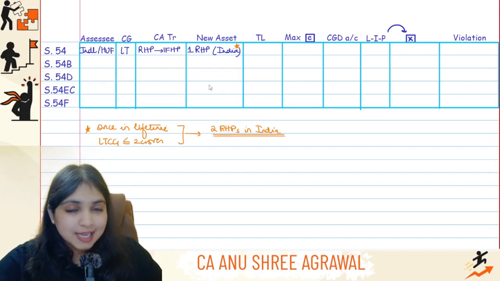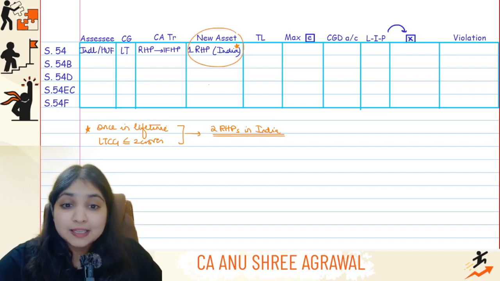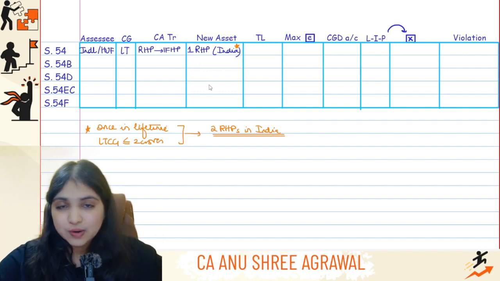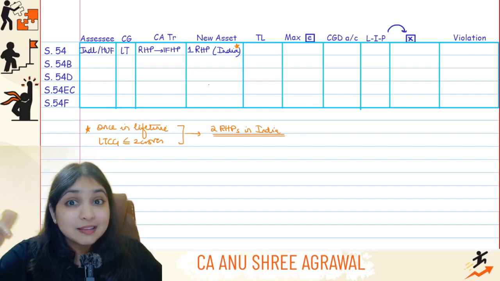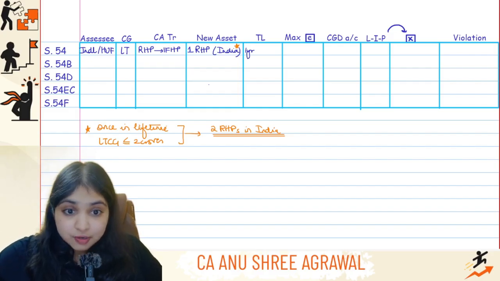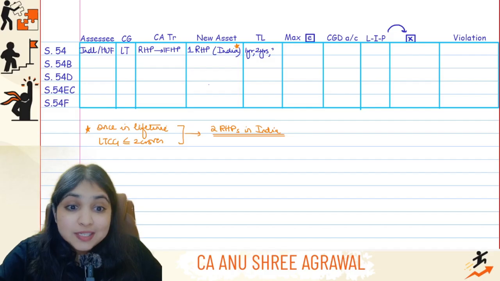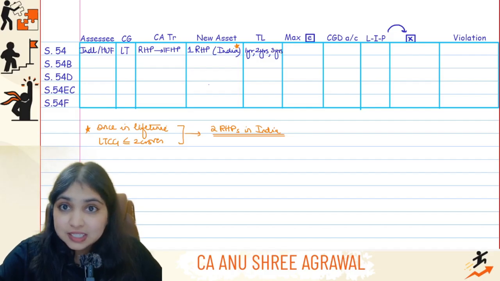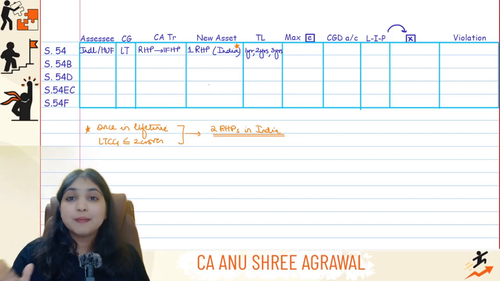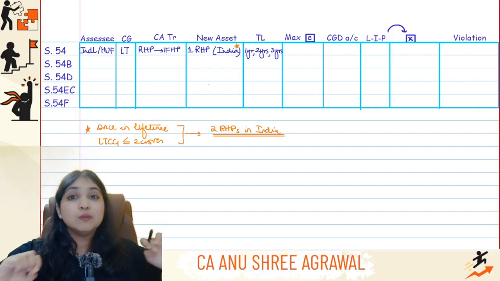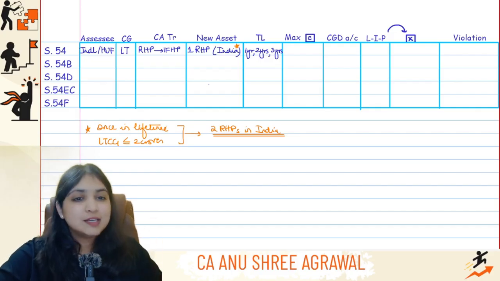Generally the limit is 1 residential house property in India, but once in the lifetime of the assessee, if LTCG is within 2 crores, then exemption can be availed for 2 residential house properties in India also. Okay, then what is the time limit? Under section 54, you should buy or construct the new asset within how much time? It depends. Are you buying or are you constructing? If you're buying, you should buy either 1 year before the transfer, or within 2 years after transfer, and if you're constructing, you must complete the construction within 3 years from the date of transfer. So we have 3 time limits over here.